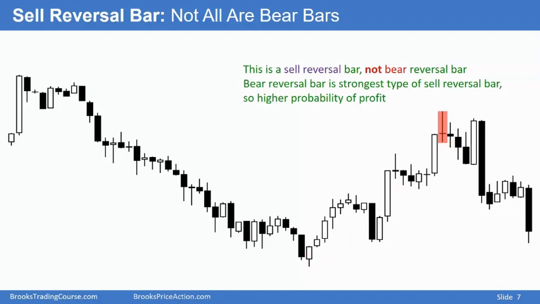When that's the case, it's usually better to wait for a second entry short, which would be below this bear bar. We tried to reverse up here. We got a small double top. Traders will sell below that bar and get filled right here. This is a sell reversal bar, but not a bear reversal bar. So it's not as reliable.